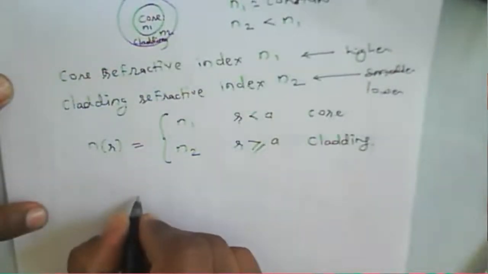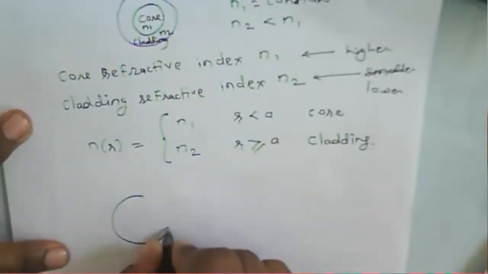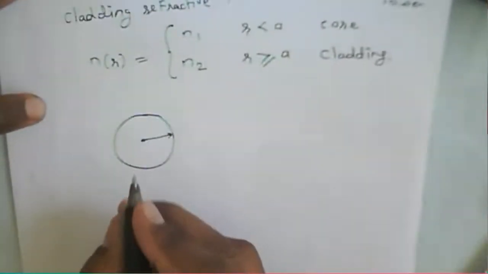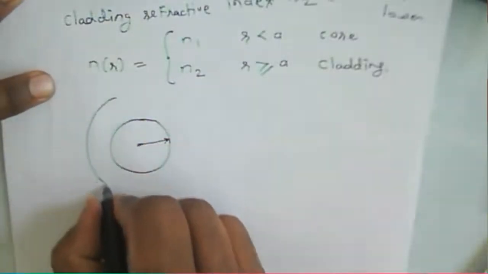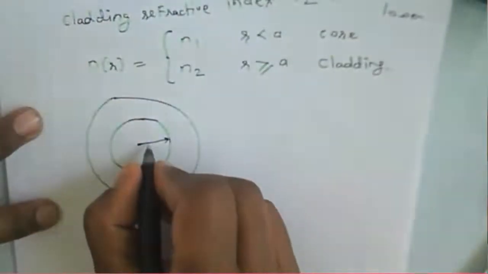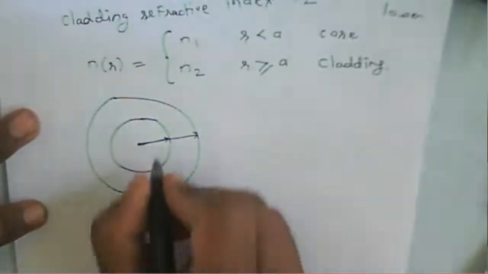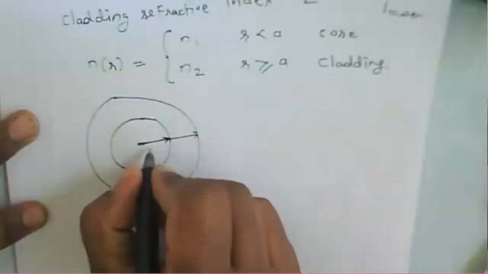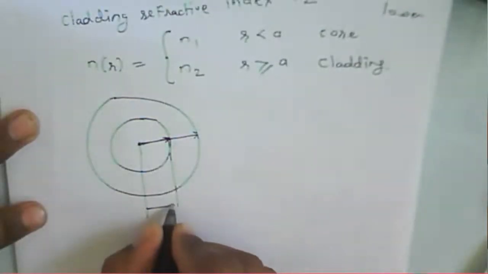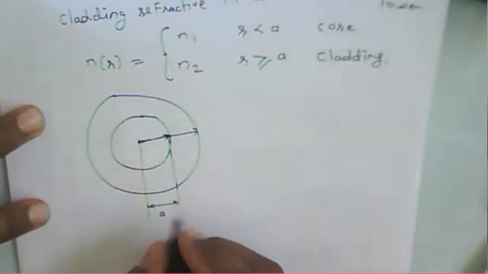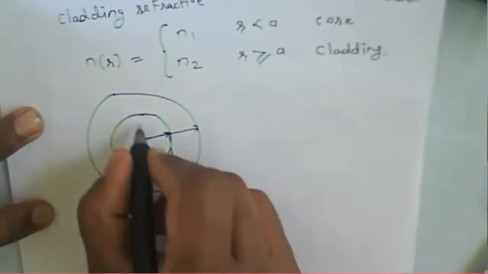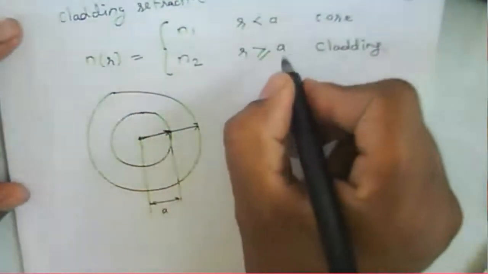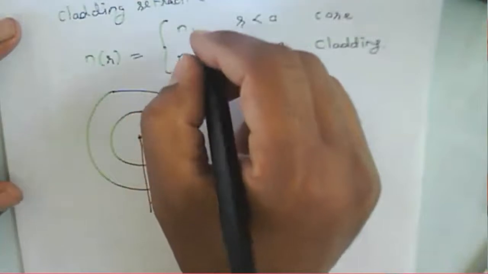So if you see for a given fiber, this is nothing but the radius here, for a core. Now the total radius of a fiber is r. But only for this particular portion, this is a. And throughout this a, throughout this core, the refractive index is n1 and that will be a constant here.